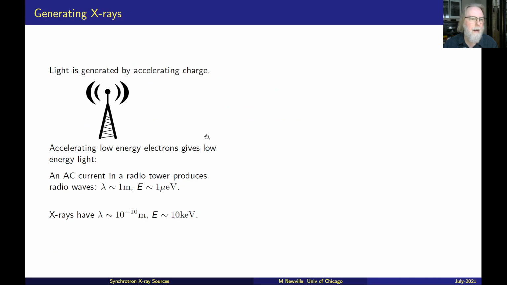So let's talk a little bit about how X-rays are generated and how we use synchrotrons to generate light and why that's important for our studies. So light is generated by accelerating a charge. If you accelerate a charge at low energy, with low energy electrons, you get low energy light. So a radio tower, for example, has an AC current that produces radio waves, which is light in the regime of a meter or so. X-rays have wavelengths of 10 to the minus 10 meters or so, something like 10 orders of magnitude different.